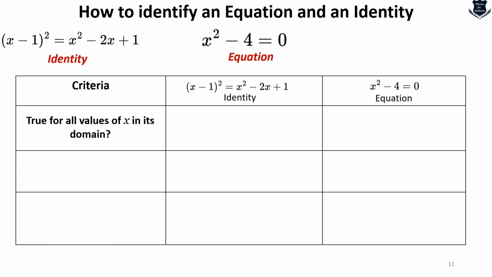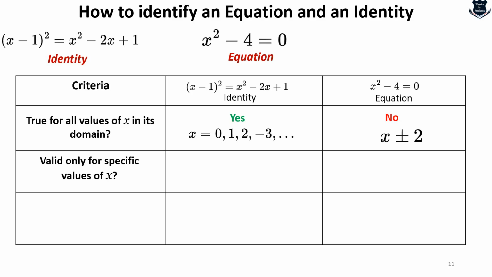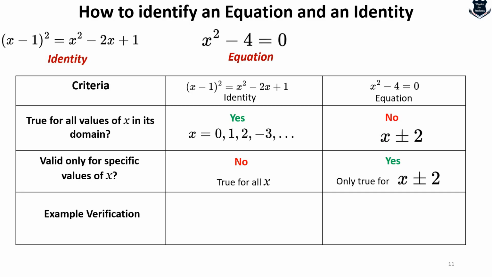Is it true for all values of x in its domain? Yes, definitely, as we see 0, 1, 2 and so on. And this is no, because x plus minus equals to 2. Second point is, is it valid for only specific values of x? Definitely not, because this is true only for x, and this is true for x plus minus equals to 2. Can this be simplified? Okay, so let us see an example.